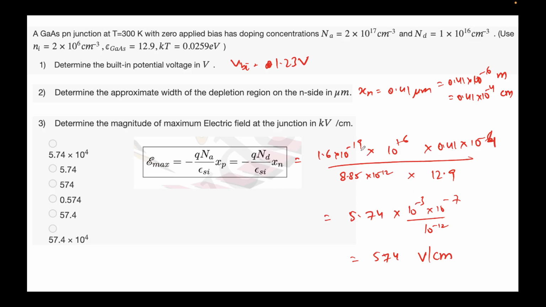Alright, minus 3 and this again a minus 3, so this turns out to be a minus 6, minus 10, divided by 10 to the power 2. So it's coming out to be 574 volts per centimeter. In kilovolts per centimeter, this will be 0.574 kilovolts per centimeter. So this is just simple: you put in the expression, you put in the values and you get the answer. It's not a big deal.